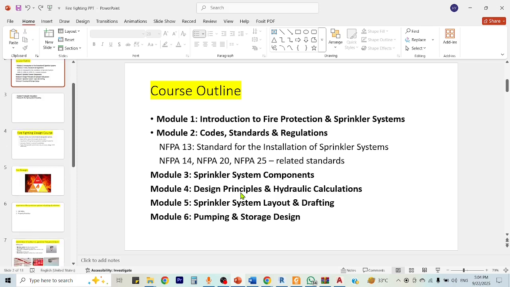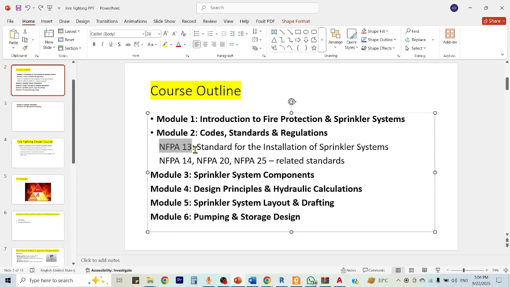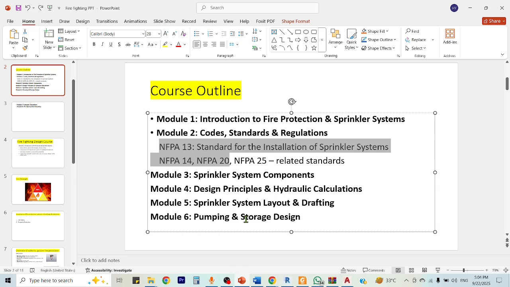In the next session we will discuss NFPA 13, NFPA 14, NFPA 20, and all the important clauses. I will not go through the whole standard, only the important clauses which are very helpful for designing the system, so that you can design your system as per the NFPA standard.